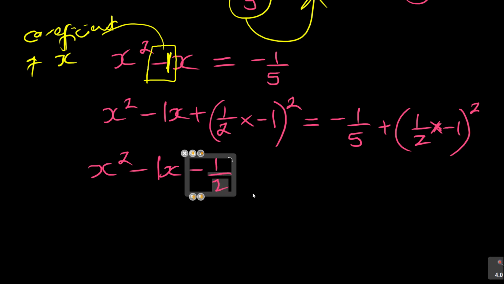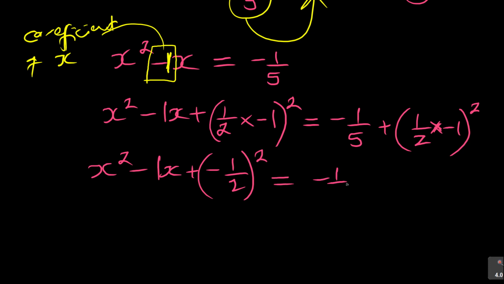Just want to do this. Take it a bit further. We have a plus there, plus this, leave it in brackets. Half times negative half is negative 1 over 2 squared. Leave it like that. It is equal to negative 1 over 5. And then actually you can simplify this side. Take a calculator, simplify, and find out what it is giving you.